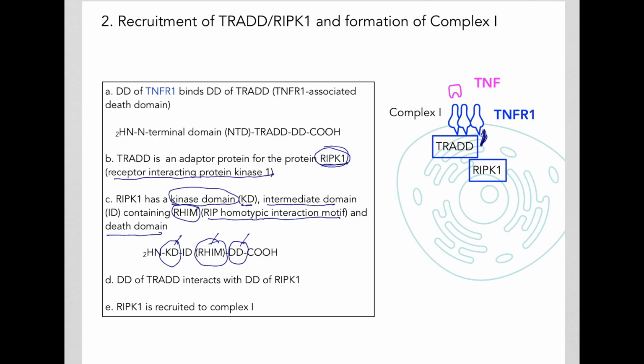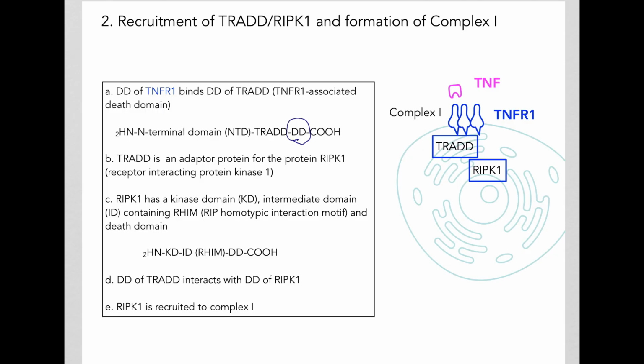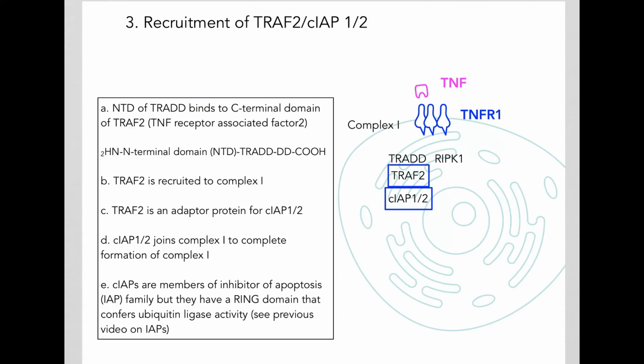And recall from a previous video, it's important to know these domains because these proteins use the domains to help bind to other proteins. So now the death domain of TRADD will interact with the death domain of RIPK1, and RIPK1 will now be recruited to complex 1.